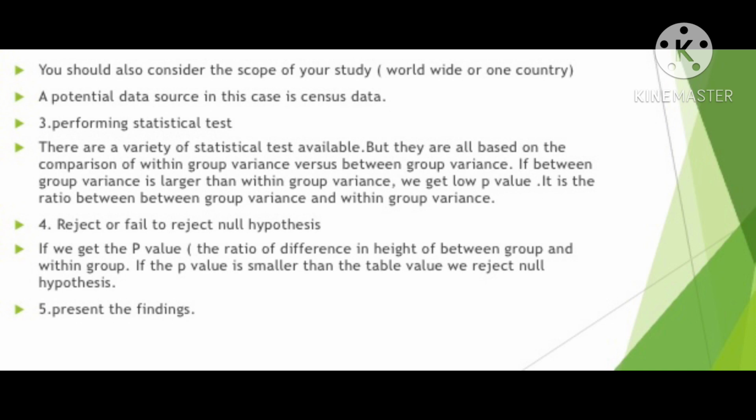Then we are calculating the p-value from this data. What is the p-value actually? It is the ratio of the variance between the groups divided by the variance within the groups. Whenever we calculate it, we compare this value with the table p-value. There is a ready-made table available, from which we find the value. When our p-value is smaller than the table p-value, we can reject the null hypothesis and accept our alternative hypothesis. This is the way we are doing the statistical test.